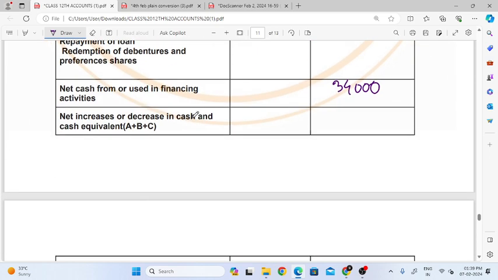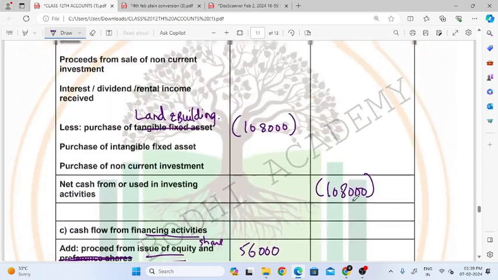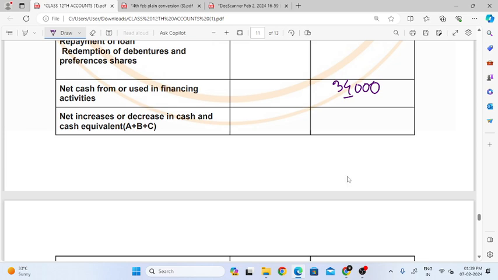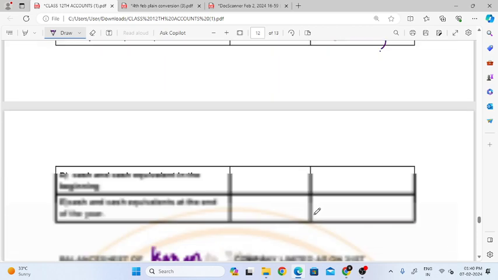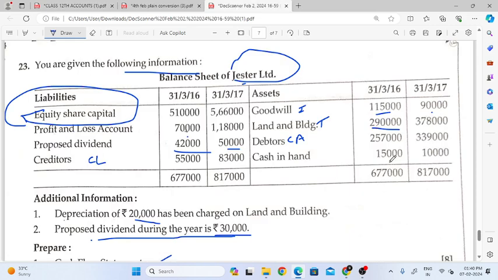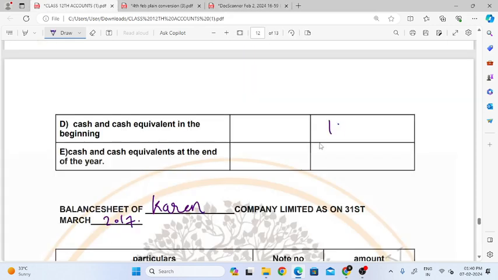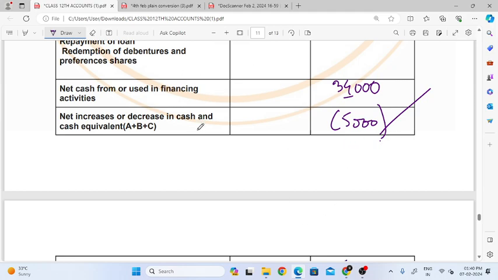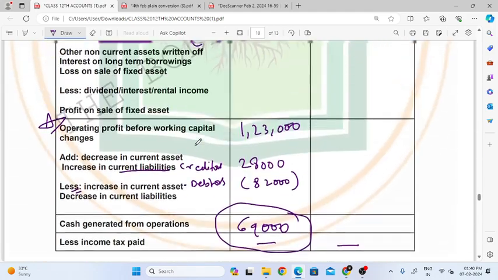Next, net increase or decrease in cash and cash equivalents. This 34,000 minus 1,08,000 plus 69,000 will give us 5,000. Then we have to check cash and cash equivalents at the beginning. At the beginning it is 15,000 and at the end it is 10,000, which will give us 5,000.